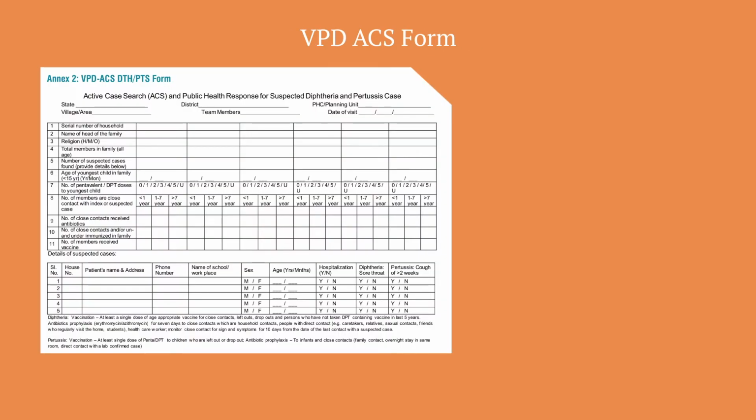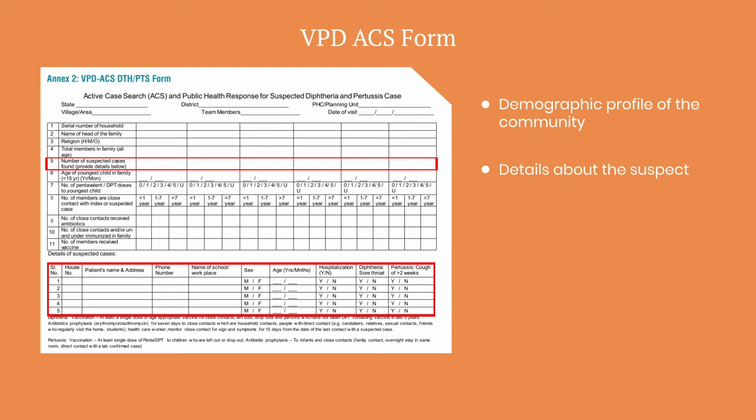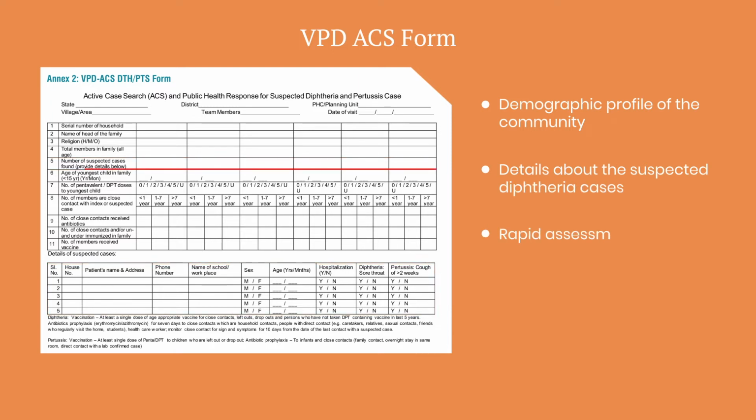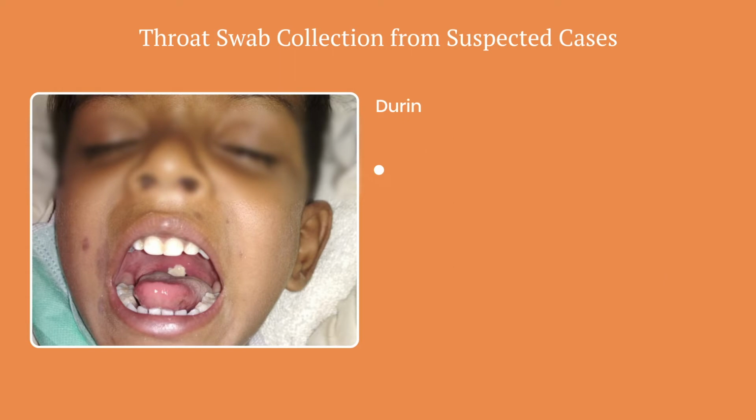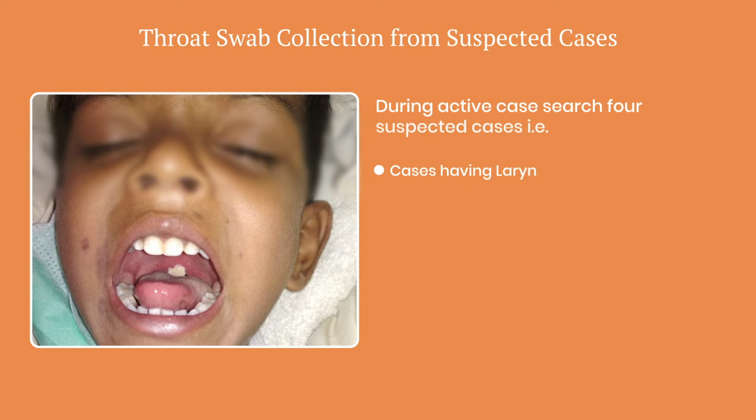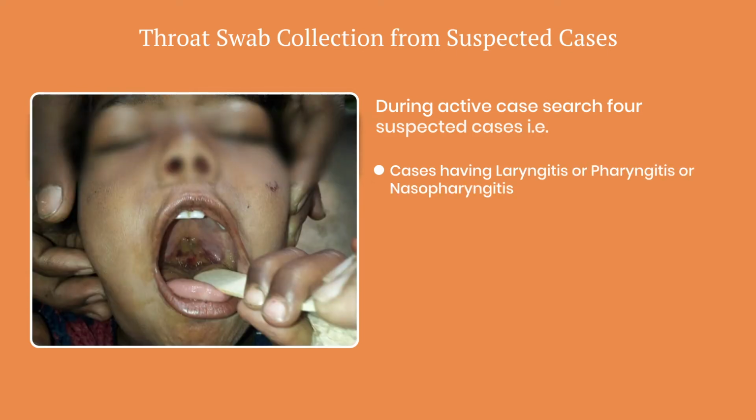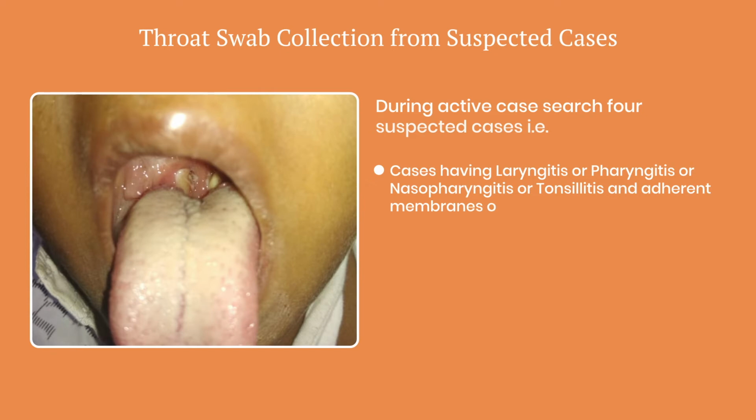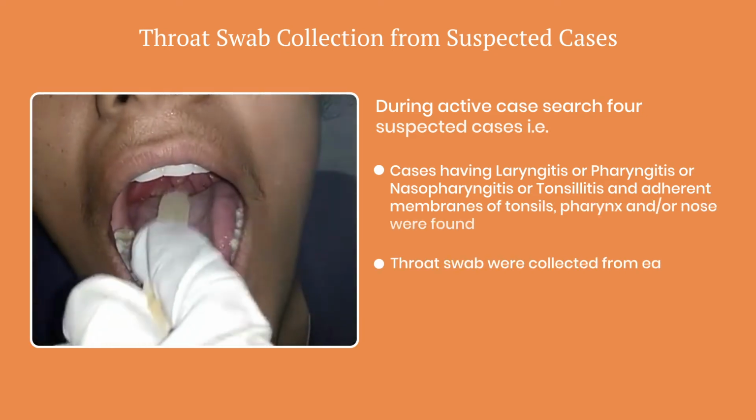Let us learn about the VPD ACS form. Collate information on demographic profile of the community, details about the suspected diphtheria cases, rapid assessment of pentavalent, DPT or TD vaccine coverage in less than 15 years age group, and details about the contacts. During active case search, suspected cases, that is cases having laryngitis or pharyngitis or nasopharyngitis or tonsillitis and adherent membranes of tonsils, pharynx or nose were found. Throat swabs were collected from each of the suspected cases and sent to the district immunization officer's office.